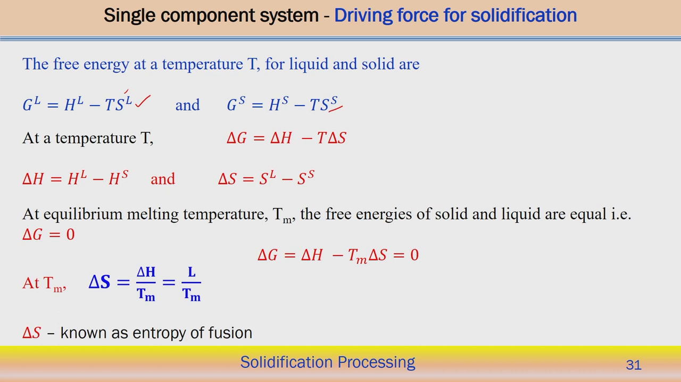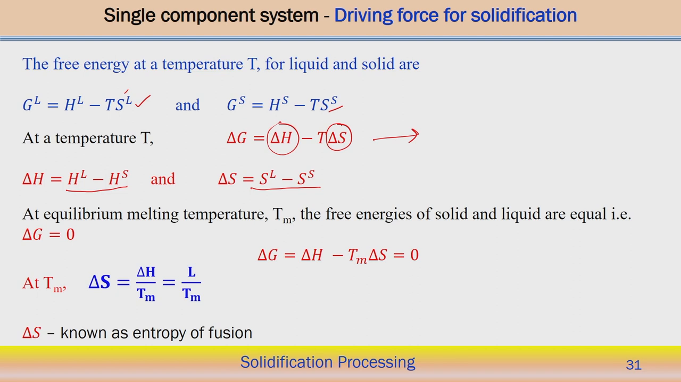Now, at temperature T, what is the difference of the Gibbs free energy? So, delta G equals delta H minus T delta S. That means we take the difference, liquid minus solid, such that delta H equals H L minus H S and delta S equals S L minus S S. That is the difference of the enthalpy and the difference of the entropy, and it is indicated by delta G. So, this is the common expression for the change of the Gibbs free energy at a particular temperature T: delta H, the change of enthalpy, minus T into delta S, the difference of the entropy.